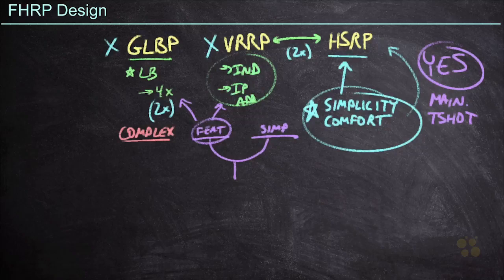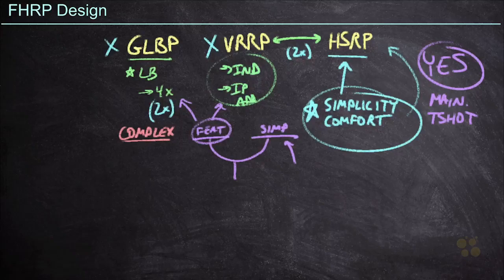And so unfortunately, in those cases, we're going to have to go with a more complex, more unfamiliar technology, and that's fine in a lot of cases. But at the same time, we can't give zero weight to simplicity and comfort because those actually should weigh into the decision. Now, I just mentioned that we could load balance across VRRP and HSRP.